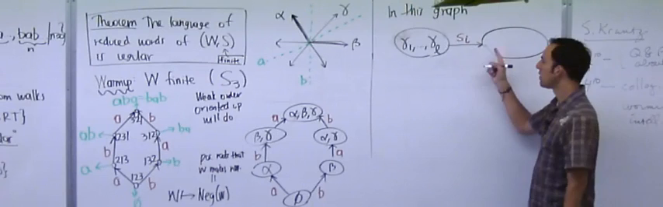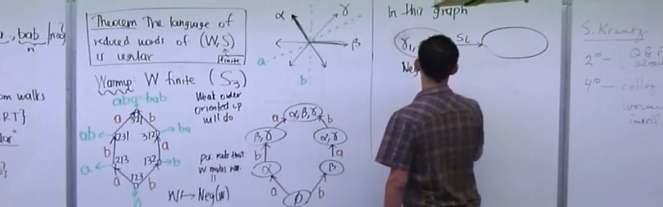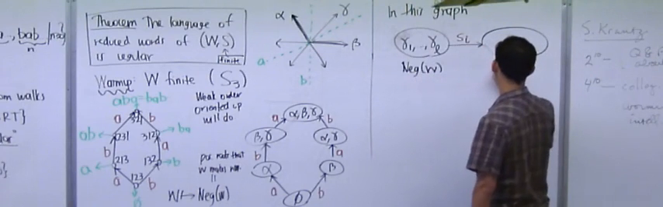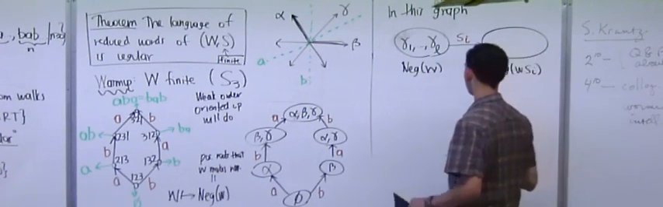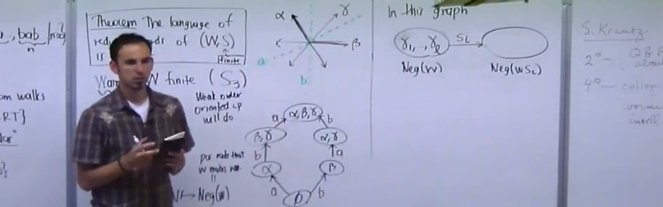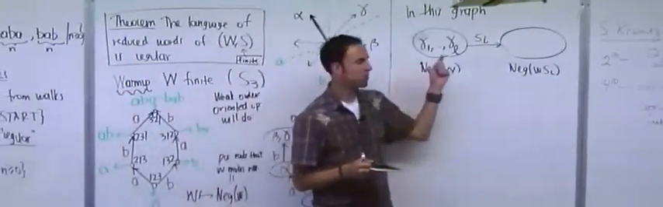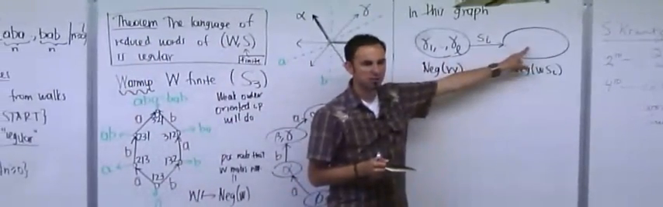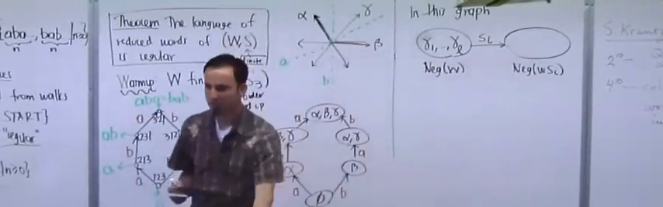So if these are the roots that W makes negative, what are the roots that W Si makes negative? Can you just, looking at this, tell me what to put in this box? Can you tell me some of them?